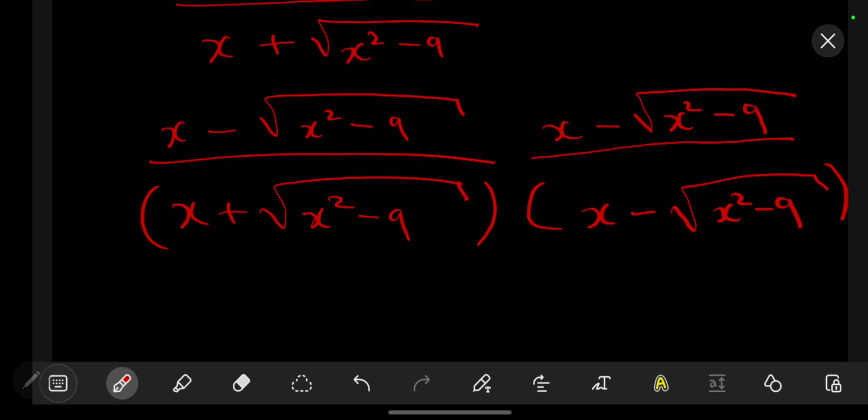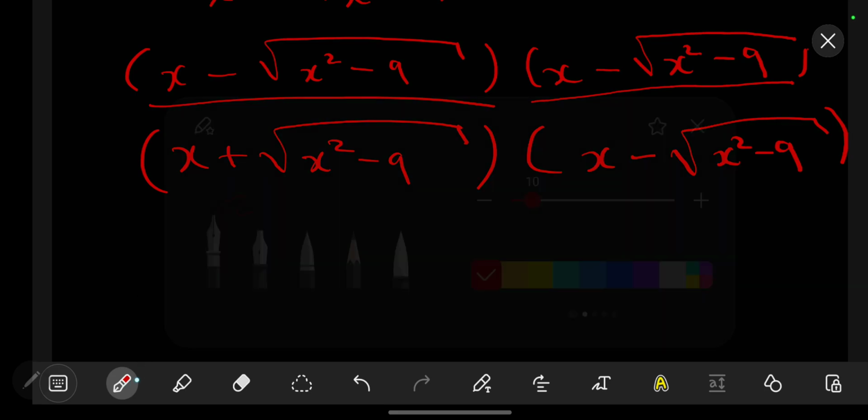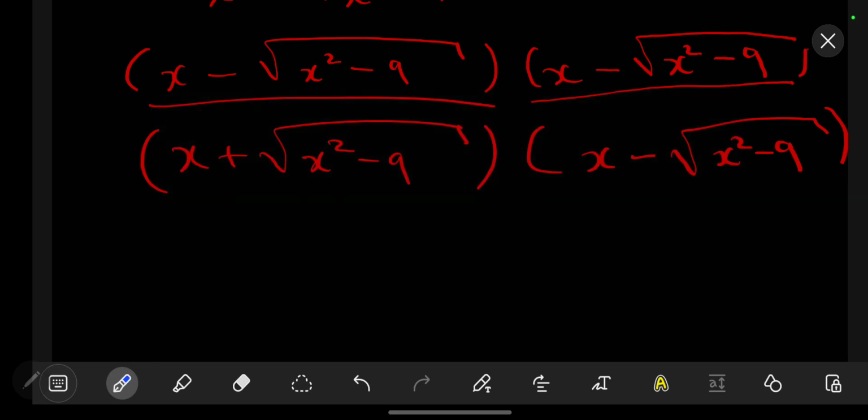So when we do our math, on top it will multiply. We are going to represent our work like this. This x multiplies everything there. So we are going to have x, then open brackets, let's leave some space, x, open brackets, multiplying everything that's there, which will be x minus the square root of x squared minus 9.